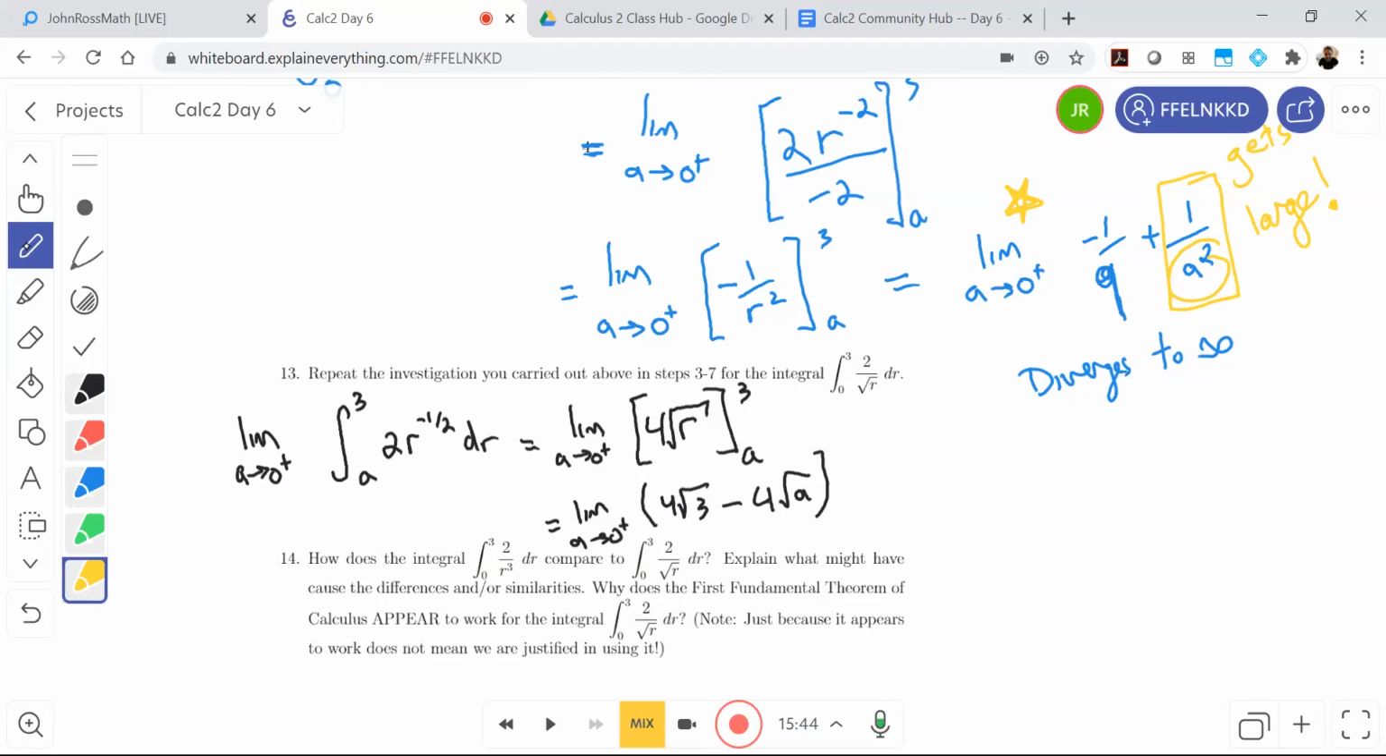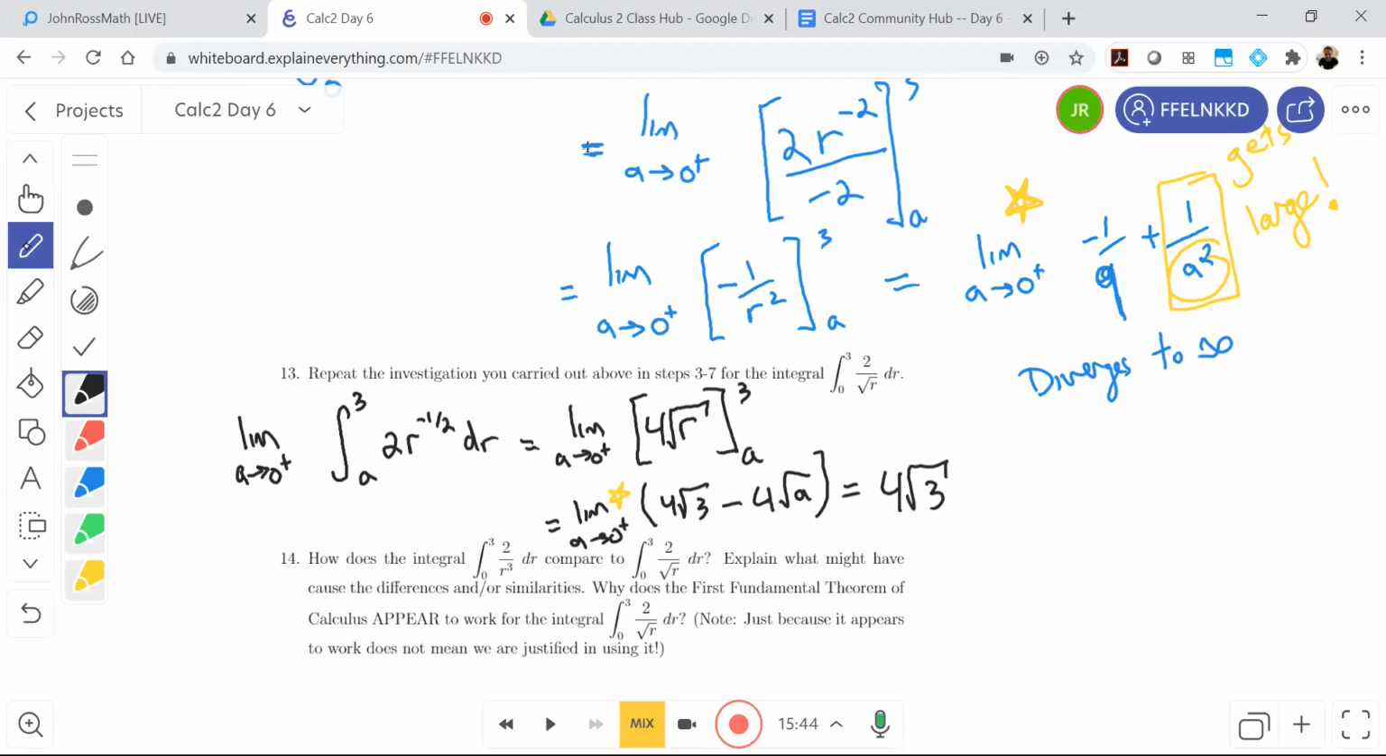And after this gold star moment, what we see is that as we plug in numbers that get closer and closer to 0, 4 times the square root of a gets closer and closer to 0. And so this whole thing actually converges to a finite number. It converges to 4 square root of 3. And that is, in fact, our answer here. We get a finite amount of area here.